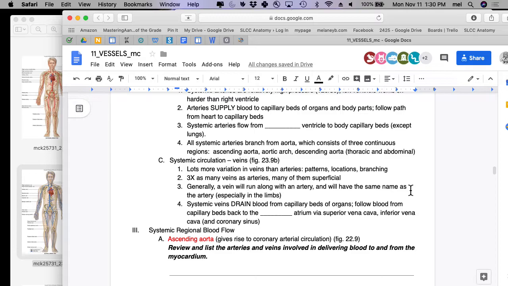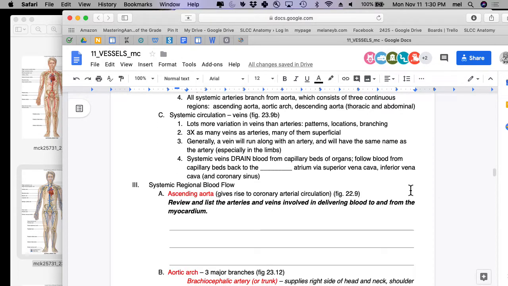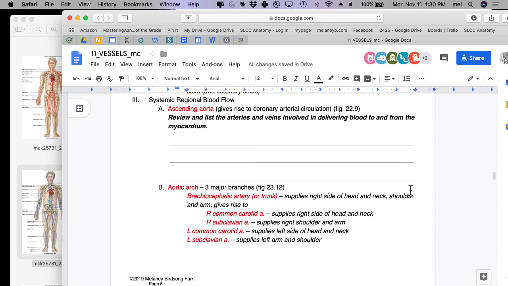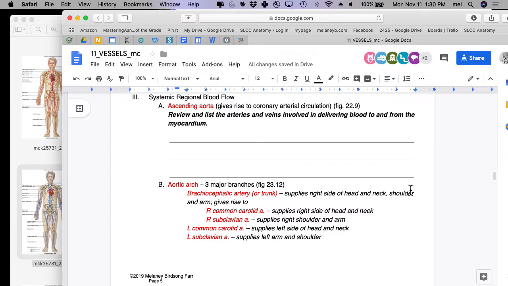So every single systemic trace will start in the left ventricle, right? Leave out through the aorta. Every single systemic trace will come back through the superior or inferior vena cava or the coronary sinus to the right atrium, right?